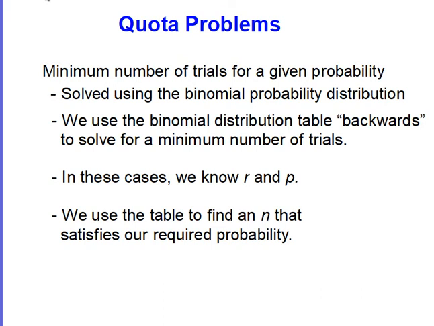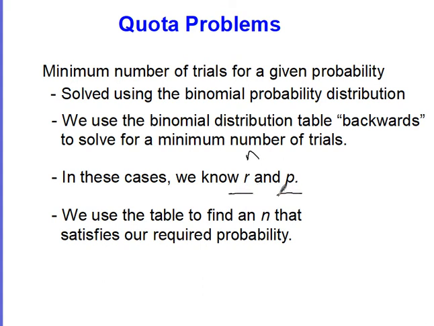Quota problems are kind of working backwards. I would go ahead and take your book and flip it to the back, to the binomial table that we have on, I believe, page A10, A11. Quota problems ask for the minimum number of trials for a given probability. We're going to solve using the binomial probability distribution. We're trying to find the minimum number of trials, or an n value, when we dictate what r is and what p is.